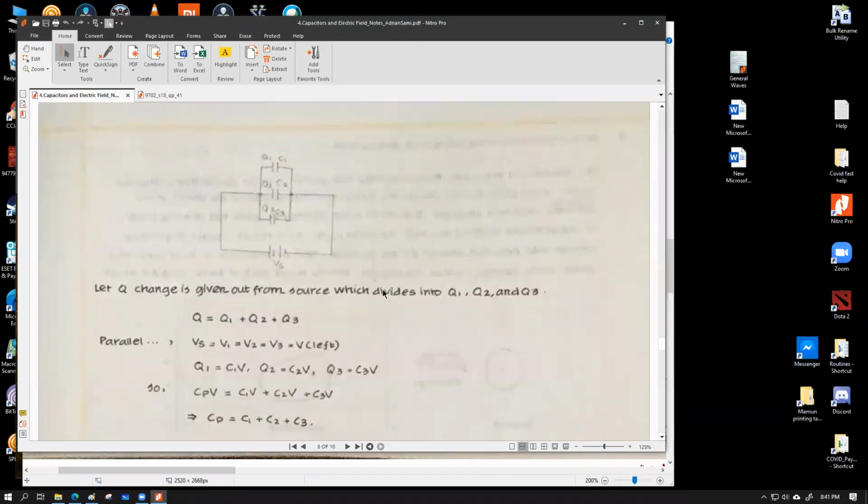Just check this out. What is going to happen in this case? Whenever Q charge is going to go out from the negative end of the battery, that Q charge is going to get distributed across the capacitors because they are currently in parallel. So if, let's say, over through this plate we have Q1, then this will be Q2, this will be Q3.